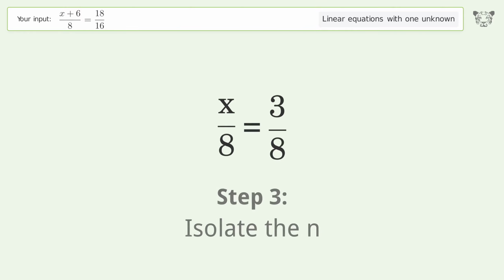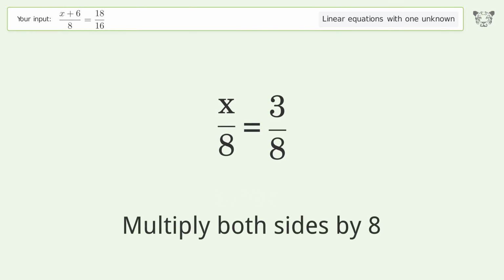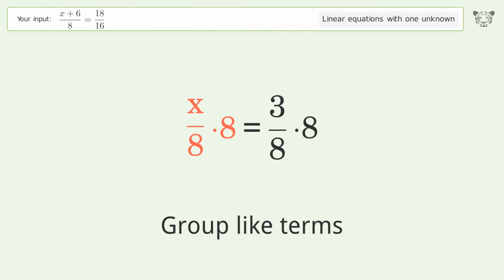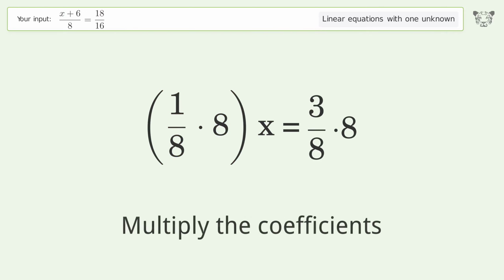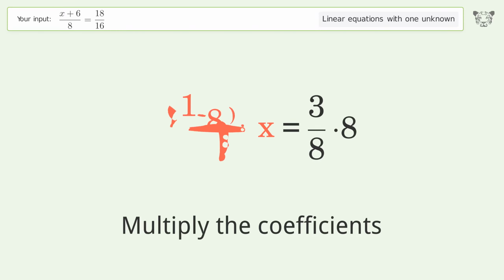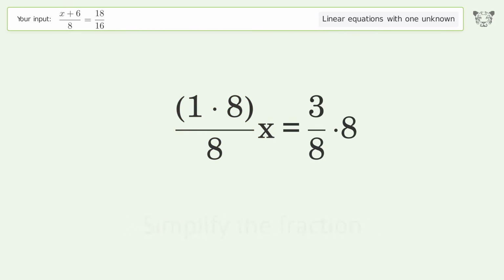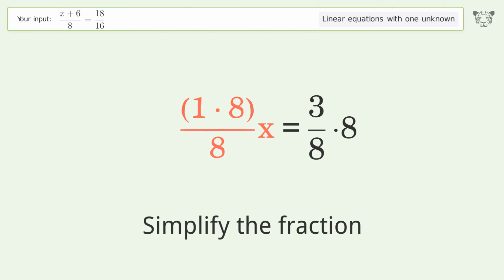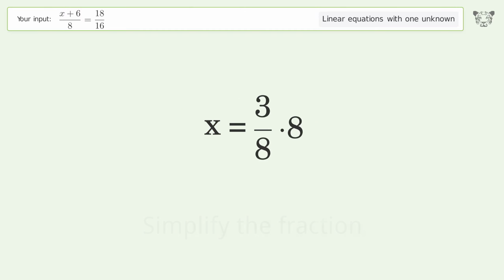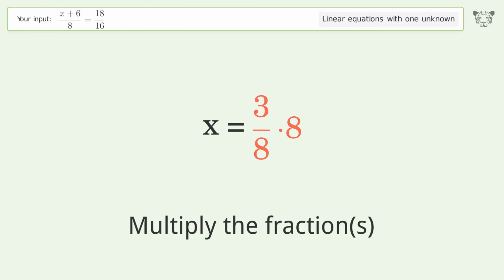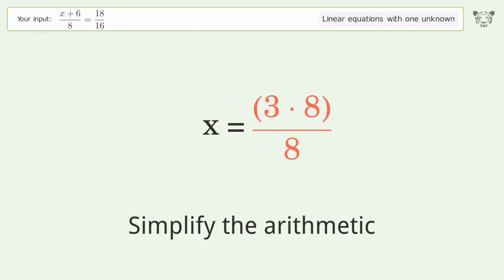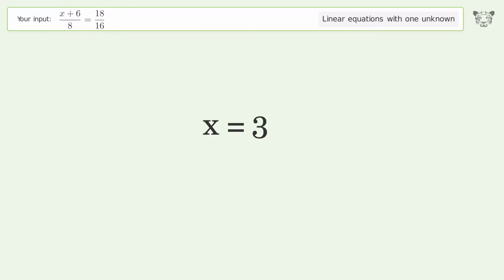Isolate the n. Multiply both sides by 8. Group like terms. Multiply the coefficients. Simplify the fraction. Multiply the fractions. Simplify the arithmetic. And so the final result is x equals 3.